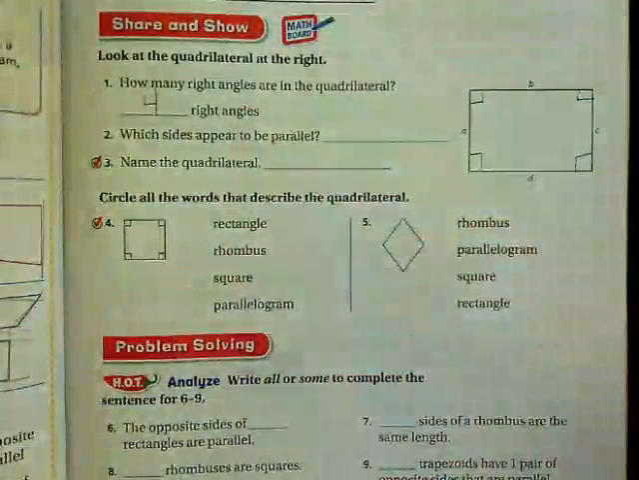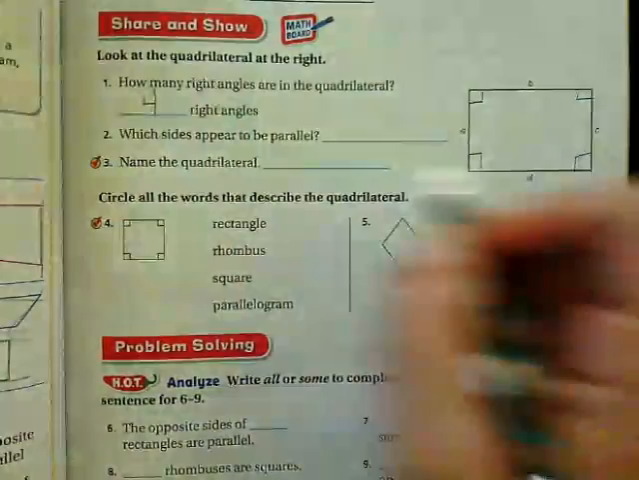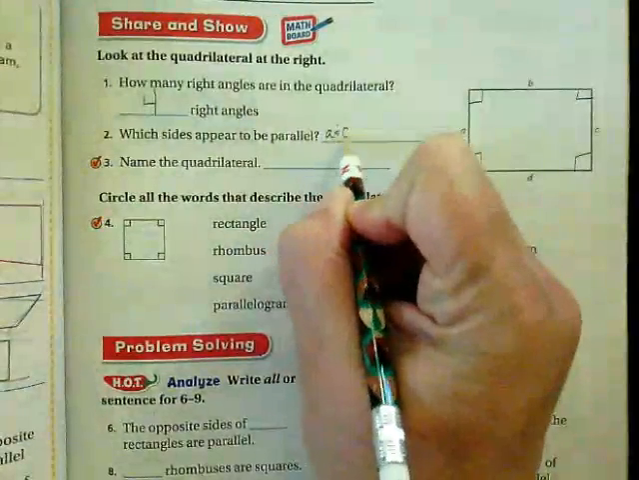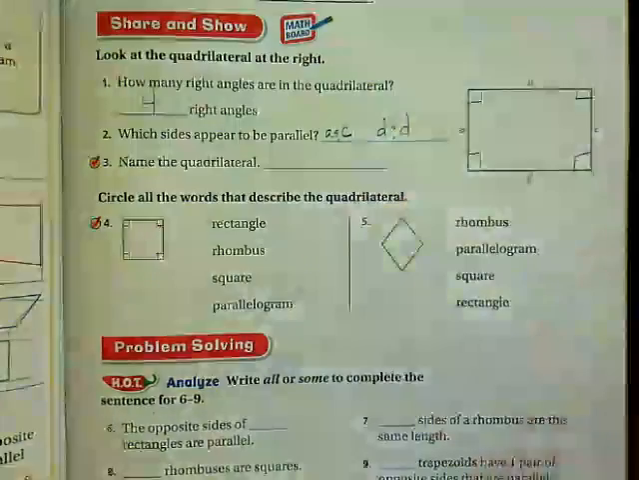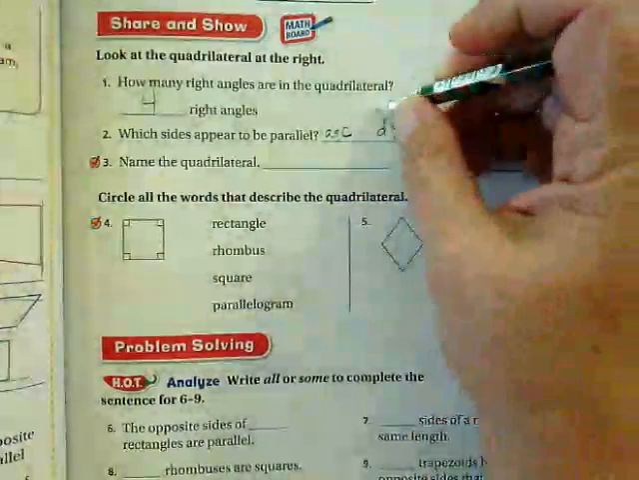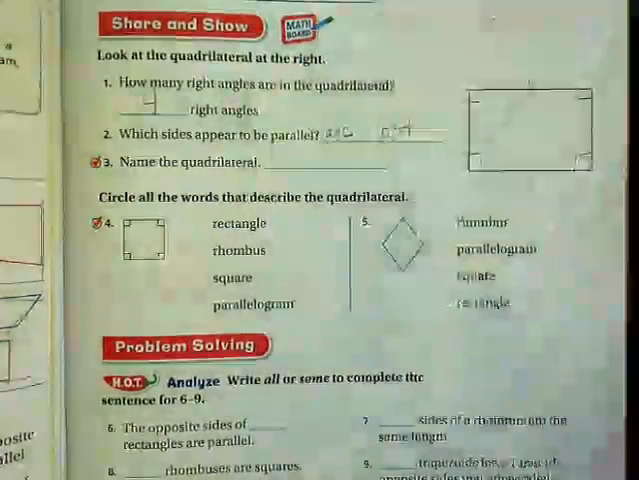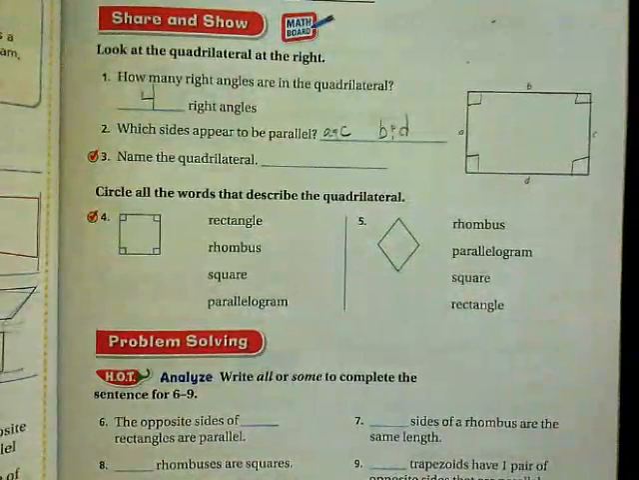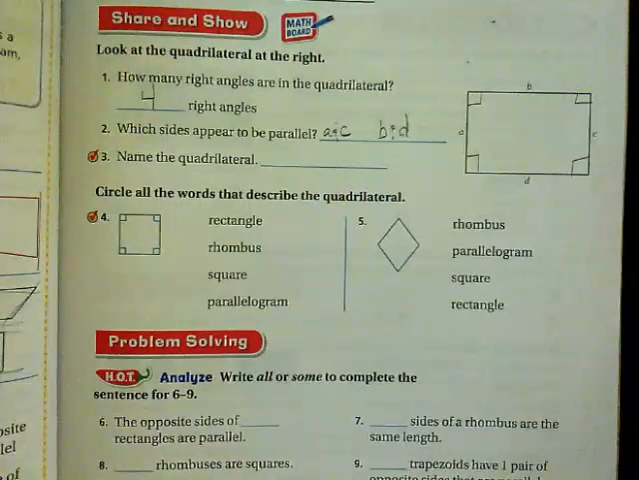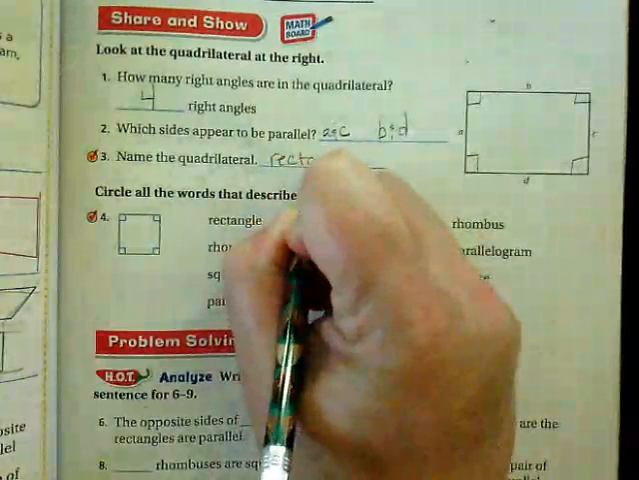Which sides appear to be parallel? A and C are parallel, and B and D. Oh, sorry. Let's change that around. B and D. Name the quadrilateral. What type of quadrilateral is this? Well, it's a parallelogram, but more specifically, it is a rectangle.